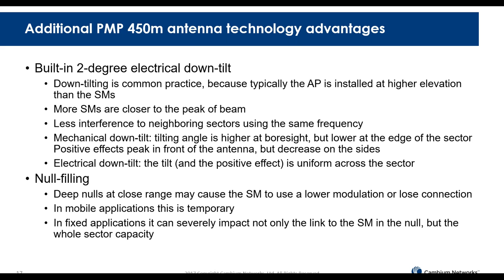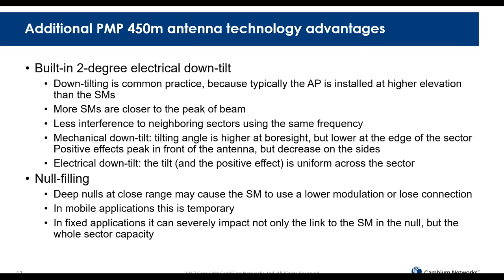The second property is null filling. A typical access point antenna without null filling may have multiple deep nulls when you move closer to the access point. These are locations that are close to the access point where the signal is greatly attenuated at the subscriber receiver. This means that the subscribers will operate at a much lower modulation level, or could even lose connection if the null is very deep.